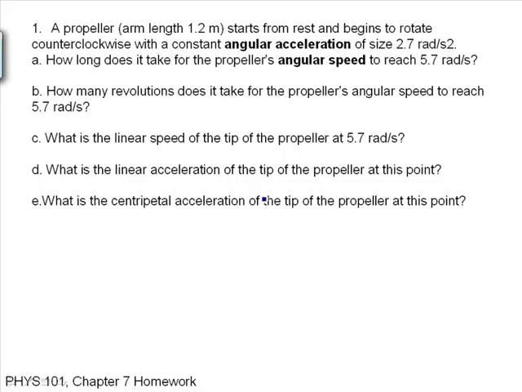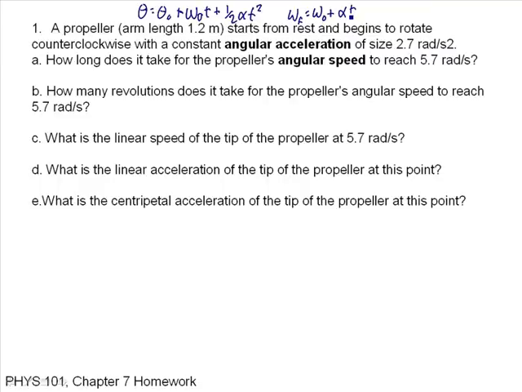Okay, this is chapter 7 homework for Physics 101. This first problem is really just figuring out what the variables are and then plugging them into the right equations. I'm just going to write the kinematics equations for circular motion up here. That is theta equals theta naught, which is usually 0, plus omega naught t plus 1/2 alpha t squared. And our other is omega final, the final angular speed, equal to omega naught plus alpha t.